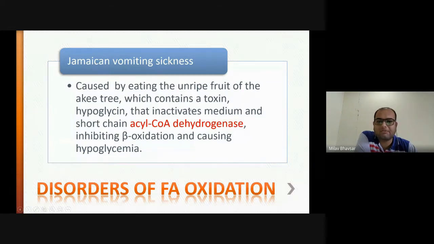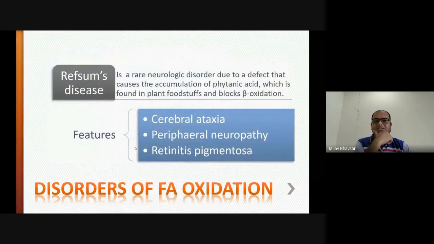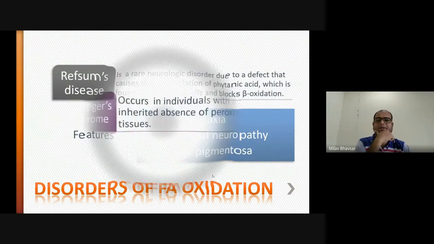Basically, it's because of the unripe fruit of the ackee tree that has a toxin called hypoglycin. What it does is that it inactivates the acyl coenzyme A dehydrogenase, and that creates the problem with the beta oxidation and then ultimately generates hypoglycemia. Then there is another disease called Refsum's disease, a neurological disorder, and what it creates is the accumulation of phytanic acid. What you get is cerebellar ataxia, peripheral neuropathy, as well as retinitis pigmentosa.